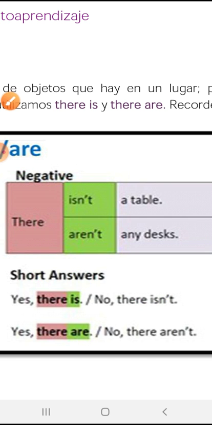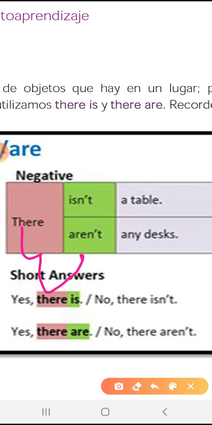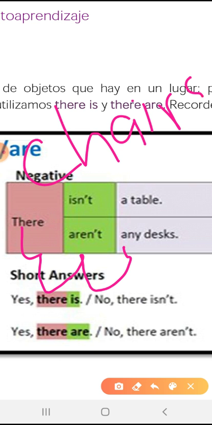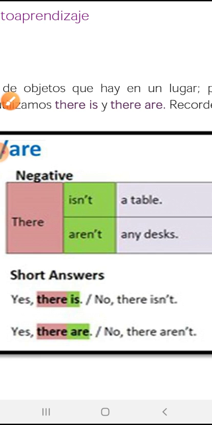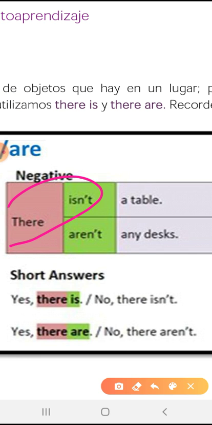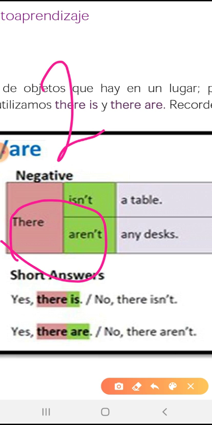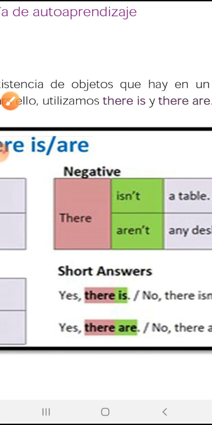Lo mismo decíamos con sillas. There aren't any chairs, ¿ok? There aren't any chairs. Recuerda, there isn't es para singular cuando solo hay uno. Y there aren't es para plural cuando hay más de uno. 2, 3, 4, 5, more, ¿ok?